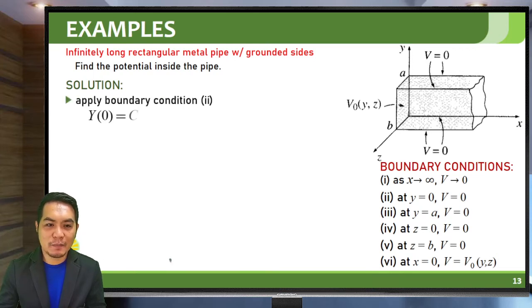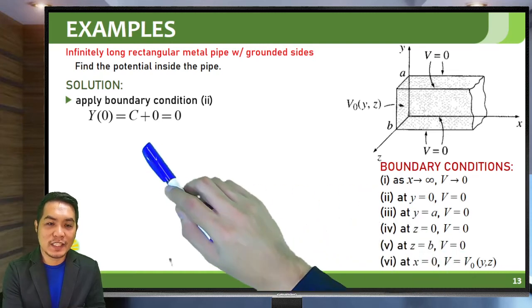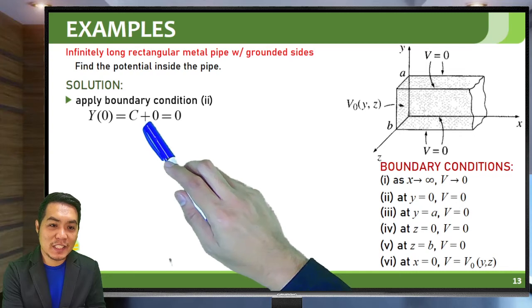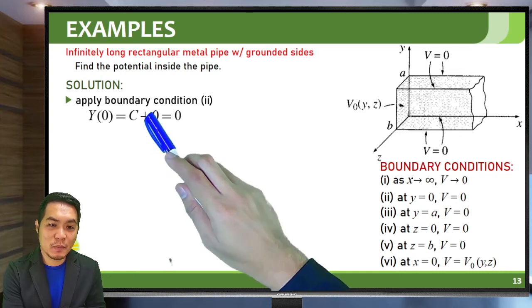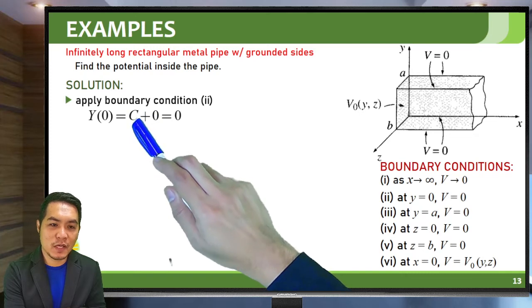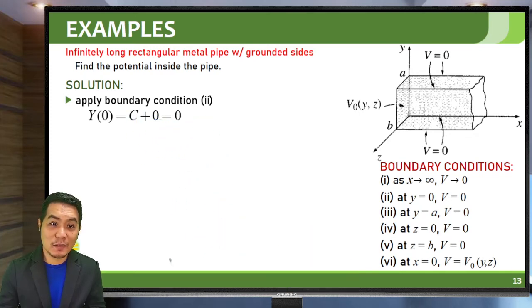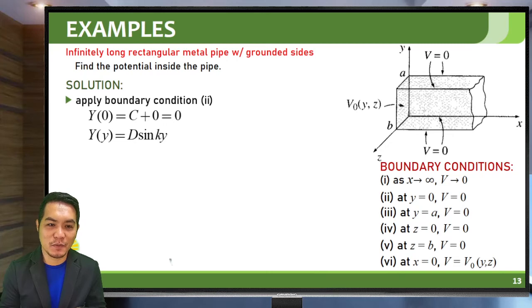Then we apply the second boundary condition. At y equal to 0, the potential is 0. So it's C cosine ky plus D sine ky. When y is equal to 0, the sine term becomes 0 and the cosine term is equal to 1. So this means that C plus 0, or C, is equal to 0. So C is equal to 0, meaning your solution will be purely D sine ky, no cosine solution. So this is our equation 2.